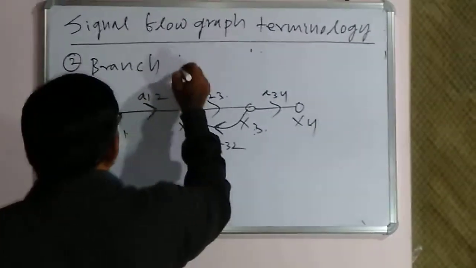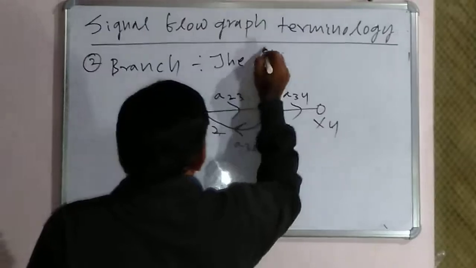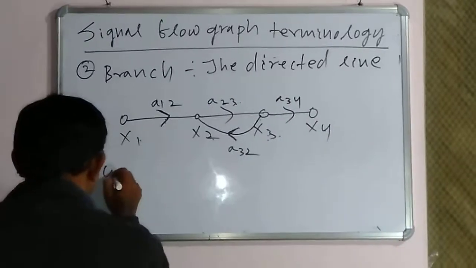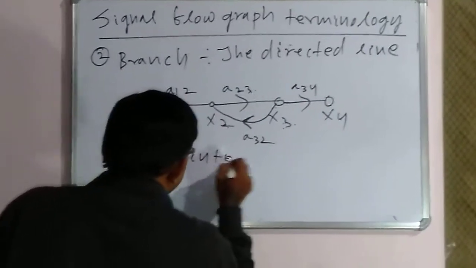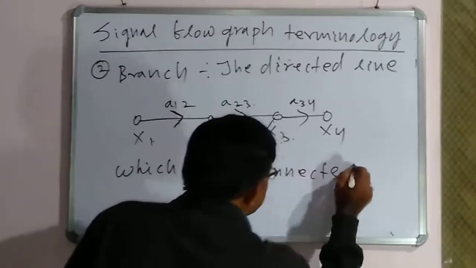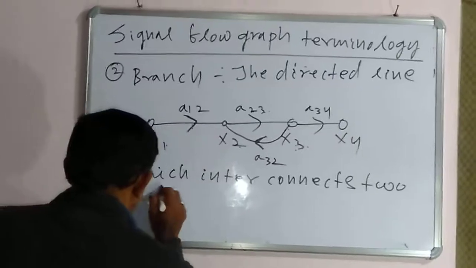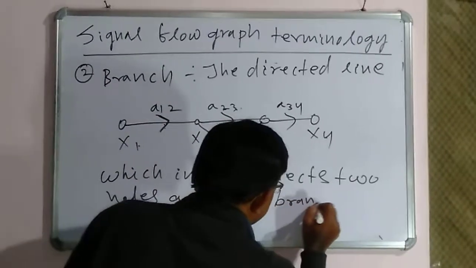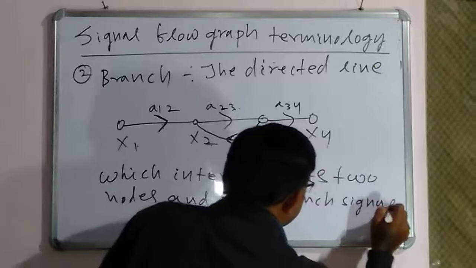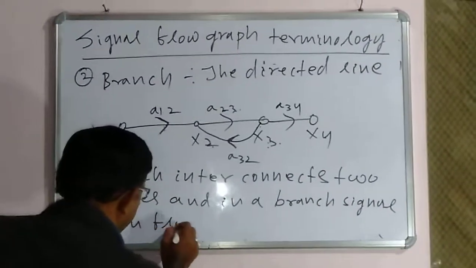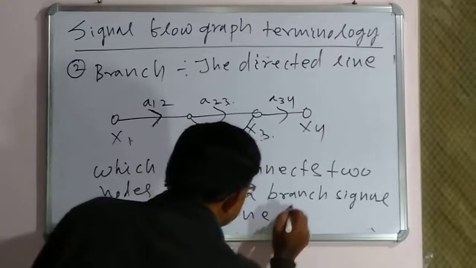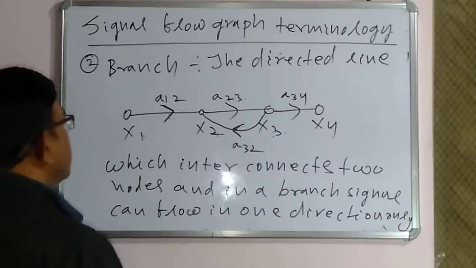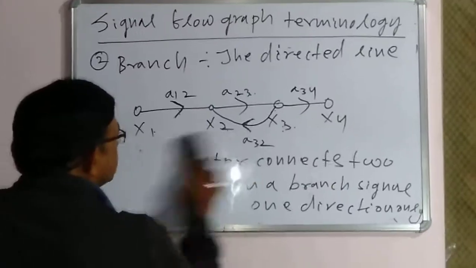A branch is nothing but a directed line which interconnects two nodes, and in a branch the signal can flow in one direction only. So this is about the branch.